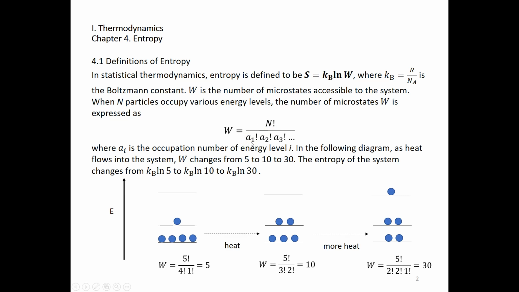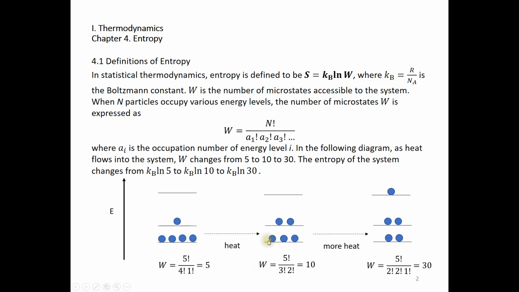A1 is the number of particles in energy level 1. A2 is the number of particles in energy level 2. A sub I is the occupation number of energy level I. In this diagram, as heat flows into the system, the number of microstates changes, going from 5 to 10 to 30. So over here, we have 5 particles, so 5 factorial on top. And then we have 4 particles in energy level 1, 1 particle in energy level 2, therefore W is 5.